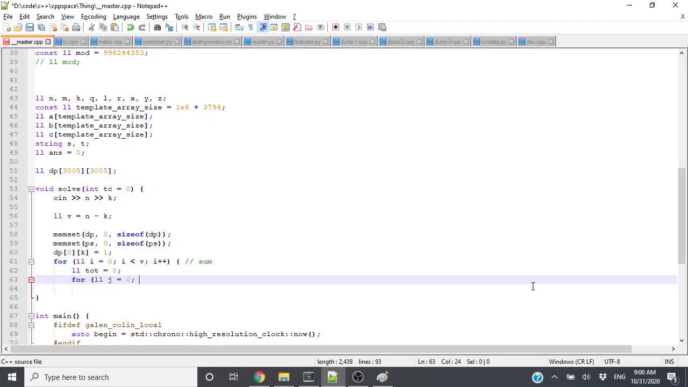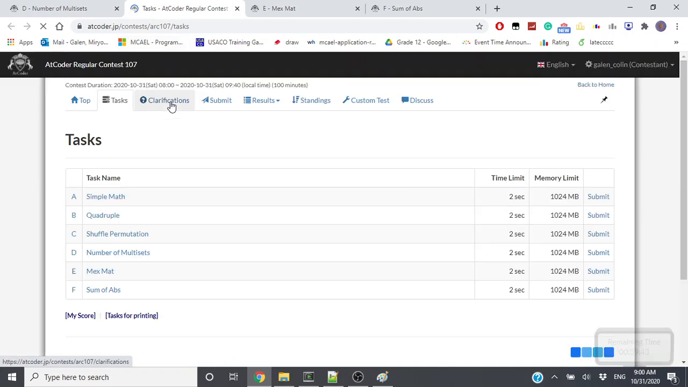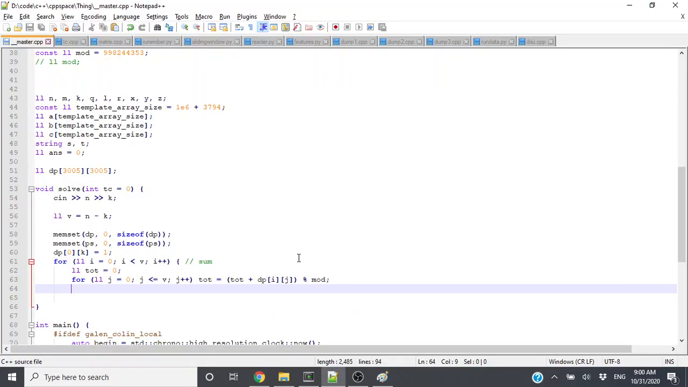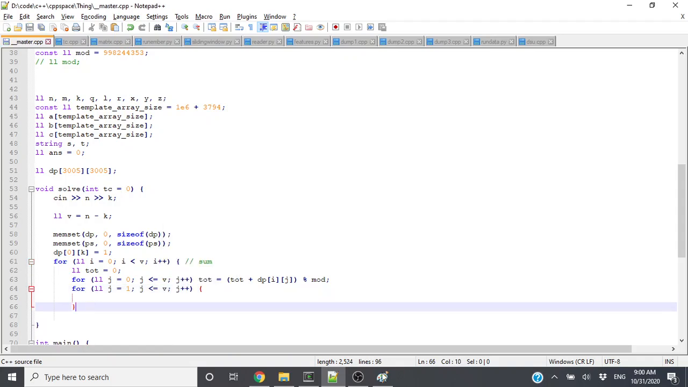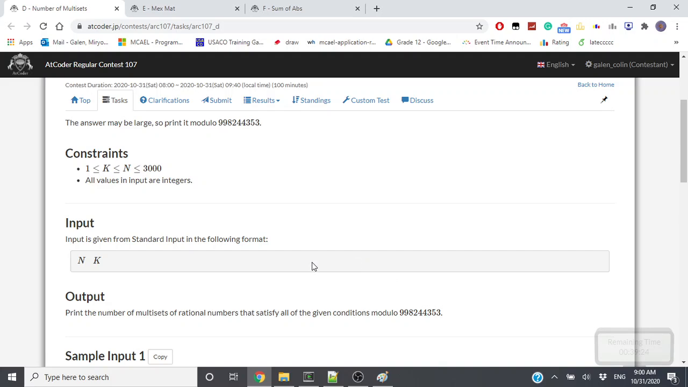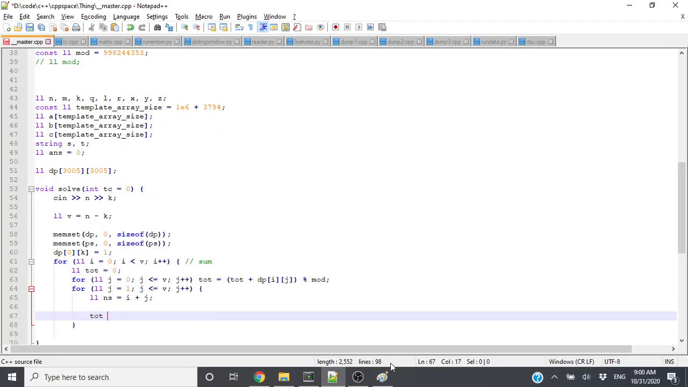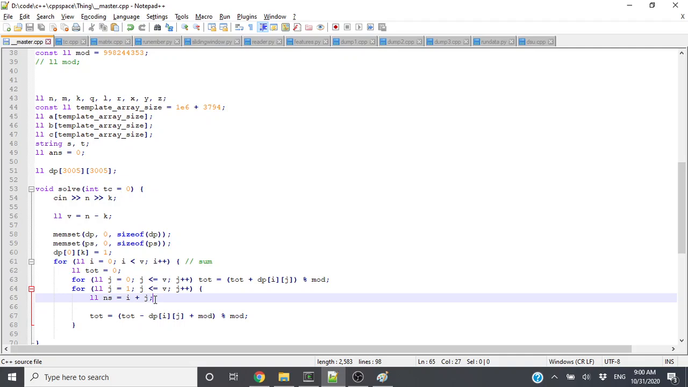J equals 0. Doing the mod right. How many times have we done mod now? Did we do it for A too? Yeah, we did. Nice. Tote equals tote. Okay, now we're going to push out. J equals 1, J is less than or equal to V, J plus plus. What would it be? So new sum equals I plus J. I'm interested in any V. Yeah, so then tote equals tote minus. That will work. Okay. Now, new sum equals I plus J.